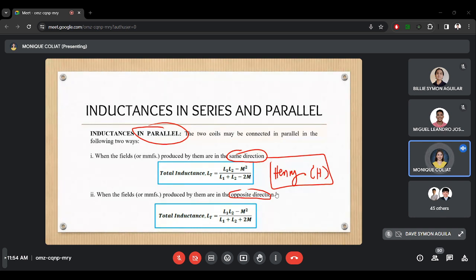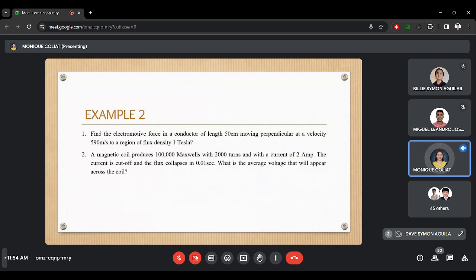Okay, so any questions about this series and parallel inductances? Yan naman ay, kung magbibigay ako ng ganyan, ay direct substitution lang, ha? Bibigay ng L1, bibigay ng L2, kuhanin yung same mutual inductance, then get ang total inductance. Okay, next. Ayan, example na tayo.